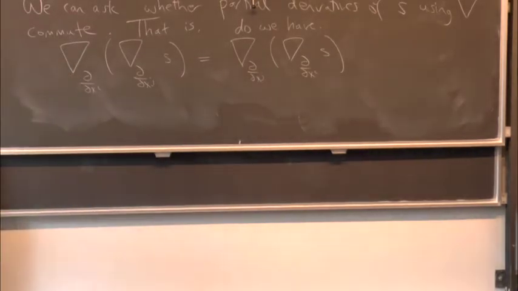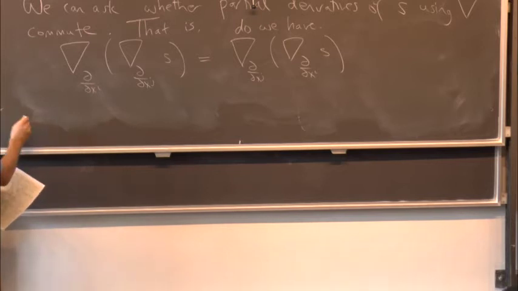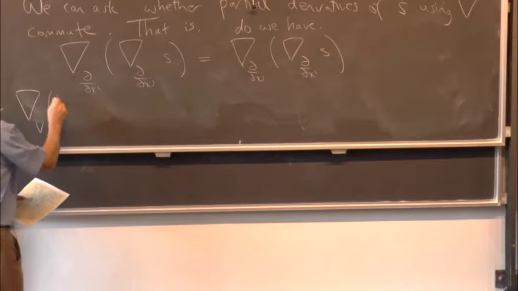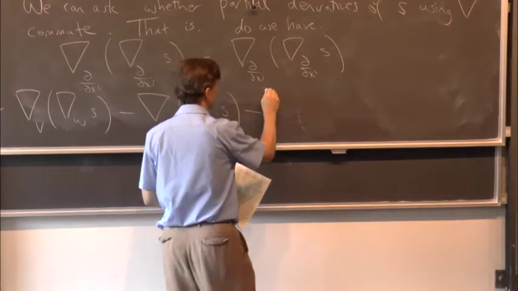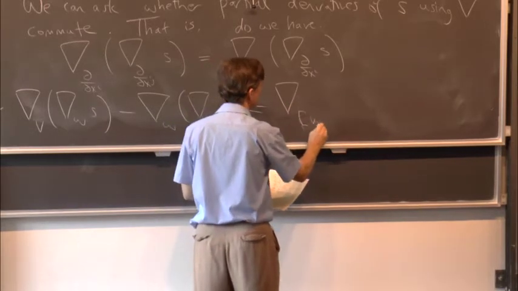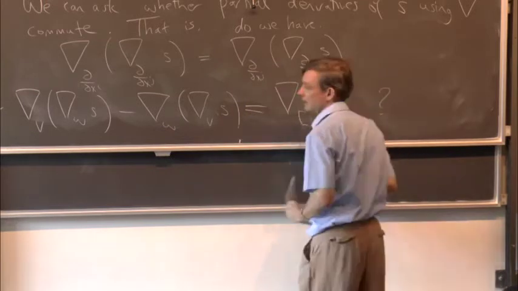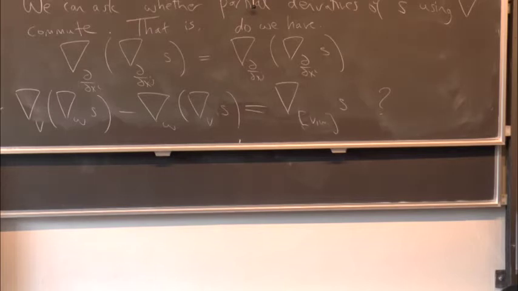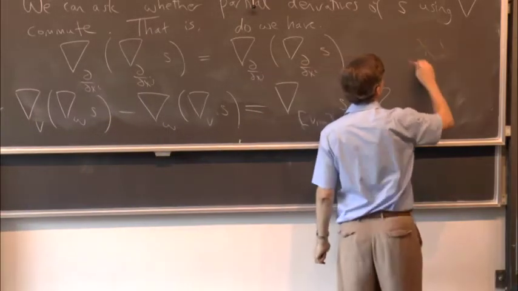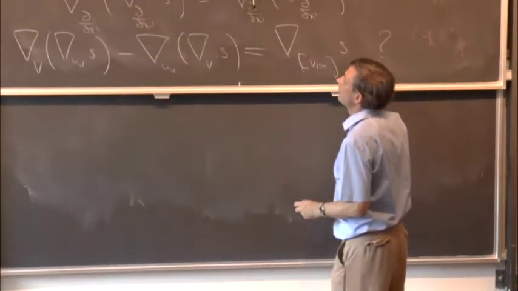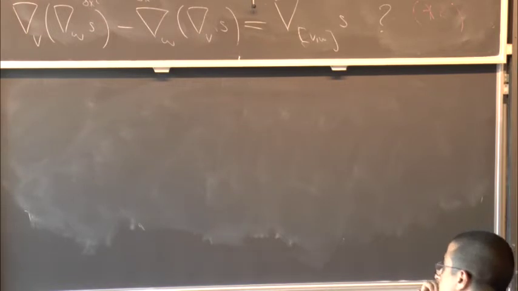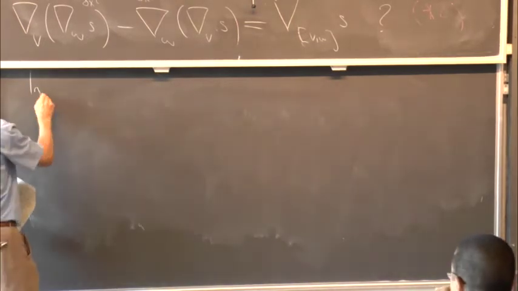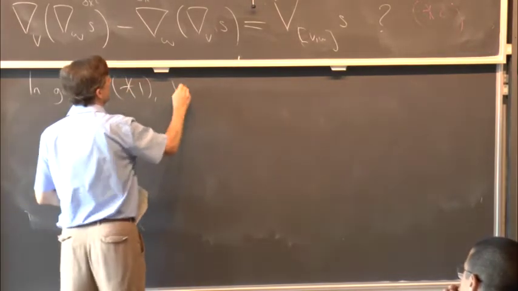for local coordinates like that, or alternatively we could say ∇ in direction V of ∇ in direction W of s minus ∇ in direction W of ∇ in direction V of s equals ∇ in direction [V, W] of s. And perhaps we'll give these equations numbers, star 1, star 2. So this is what it would mean for the partial derivatives to commute for connections as well as for functions. And the answer is that no, these aren't true in general. So in general, star 1 and star 2 are false.